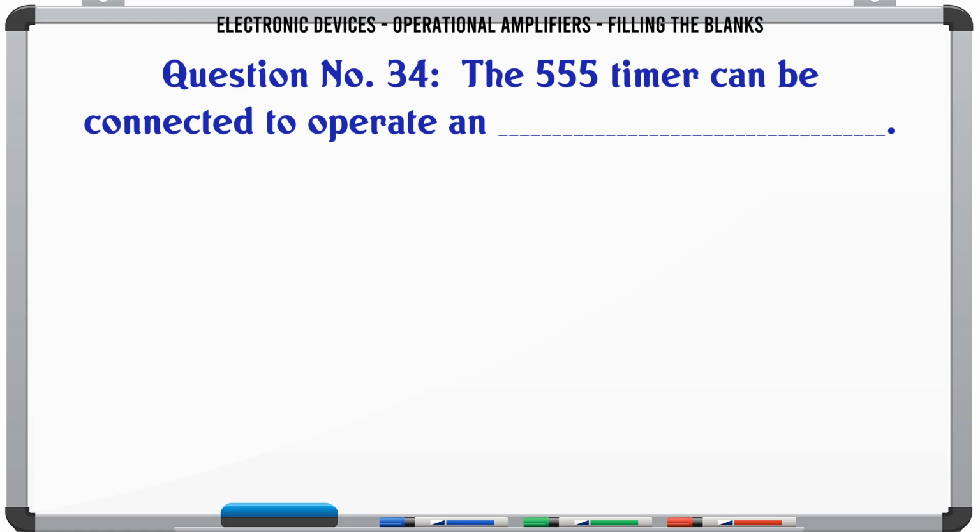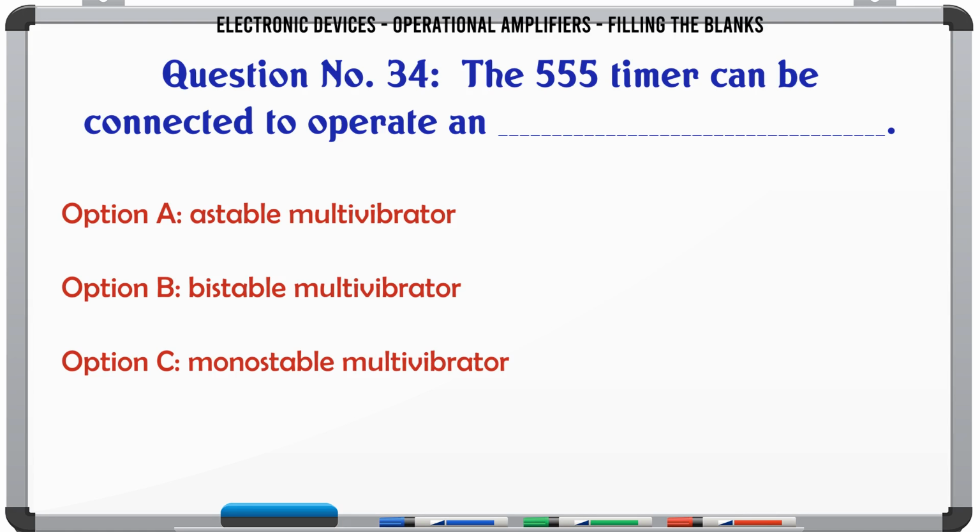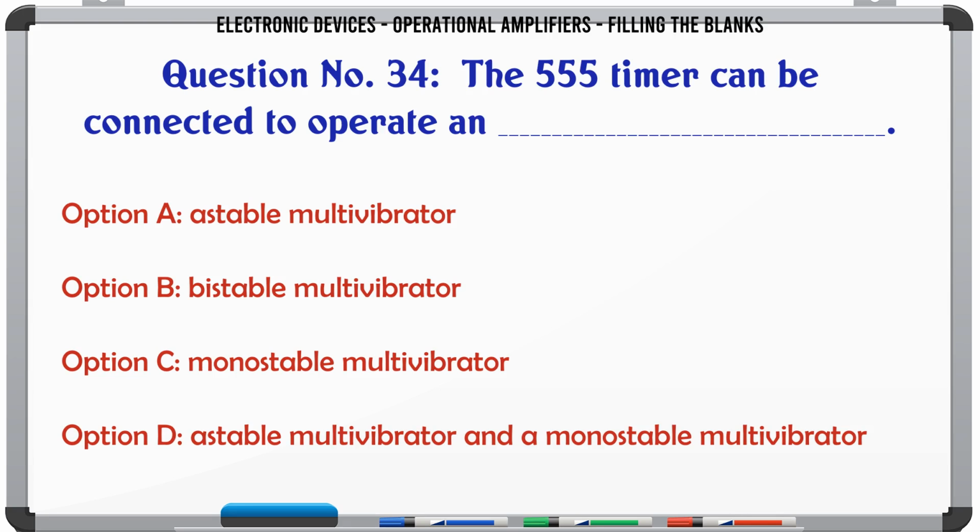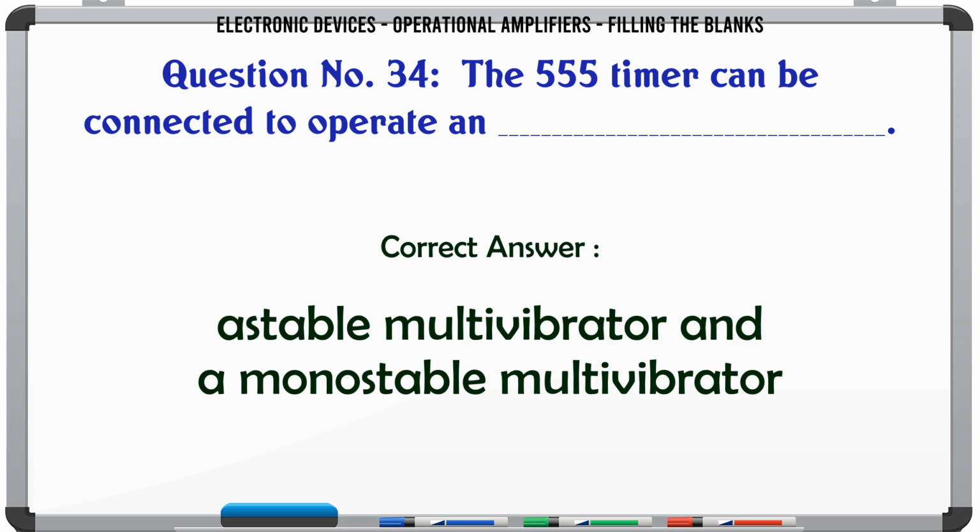The 555 timer can be connected to operate as A. astable multivibrator, B. bistable multivibrator, C. monostable multivibrator, D. astable multivibrator and a monostable multivibrator. The correct answer is astable multivibrator and a monostable multivibrator.